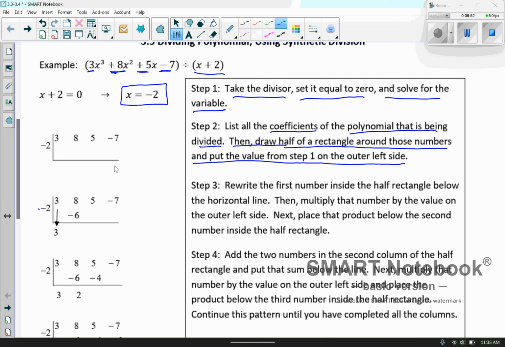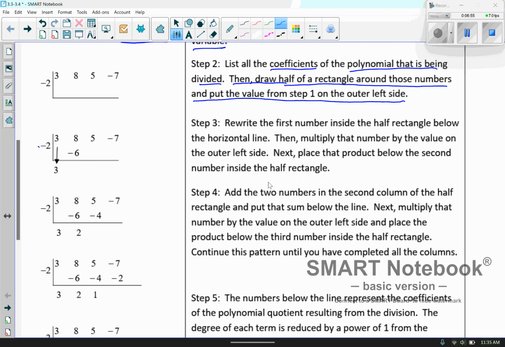So you write the coefficients, you make this little half rectangle, put that value out to the left. This next part, what we're going to do is rewrite the first number inside the half rectangle below the horizontal line. A lot of times we'll say drop it. So drop that first number right there. Then you're going to multiply that number by the value on the outer left side, and place that product below the second number in the half rectangle. So now 3 times -2 is -6, and I put it right there.